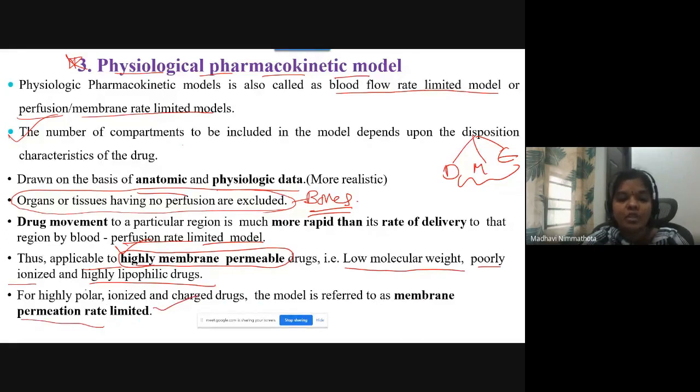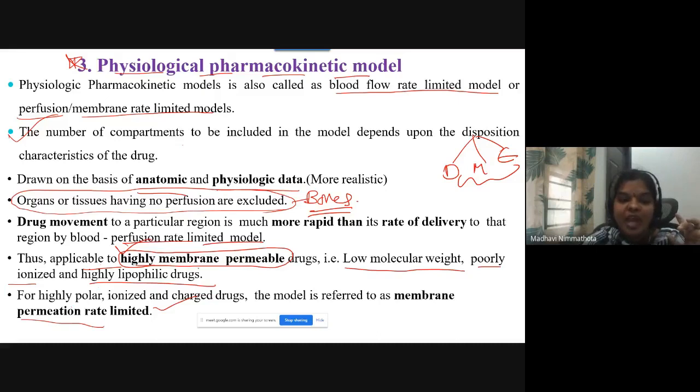So, if your drug is to be distributed, metabolized or excreted between the organs or tissues, which totally depends upon the anatomic and physiological data, you need to analyze some pharmacokinetic parameters. You have to take into consideration the molecular weight, the lipophilicity, and the nature of the drug, whether it is lipophilic or hydrophilic. So here two cases you have to consider. The first case is highly membrane permeable drugs, and the second is membrane permeation rate limited.